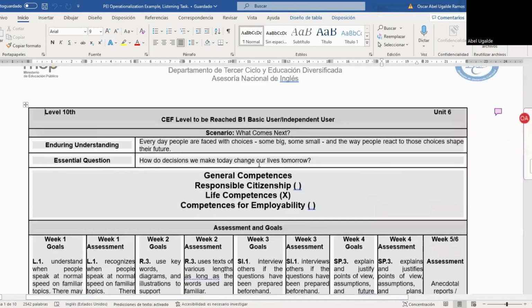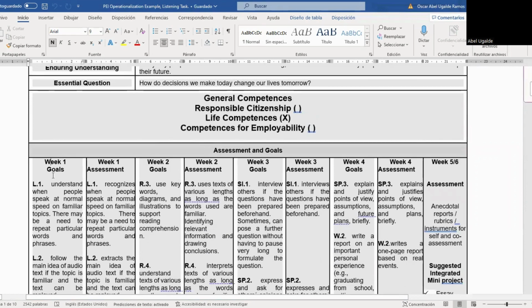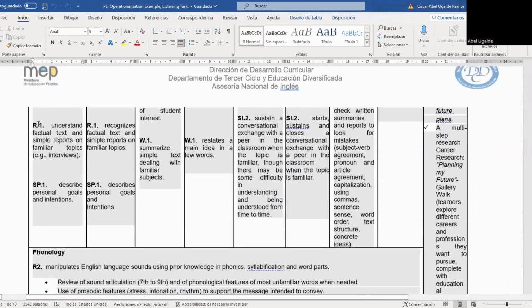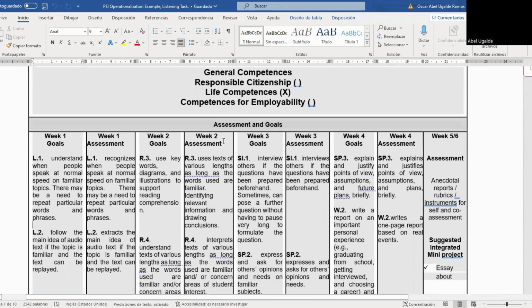If you see, this is unit 6 in 10th grade, and we see in week 1 we should be working with L1, L2, with those goals, then the R1 goal, the spoken production 1 goal, and their respective assessment strategies. And there's the distribution of roles and assessment strategies throughout the weeks.